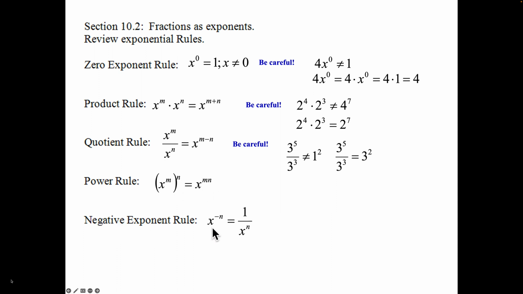Remember your negative exponent rule, x to the negative n. So if I start on the top, it goes to the bottom with a positive exponent. If it starts on the bottom, we move it to the top with a positive exponent. And if it's a fraction raised to a negative power, then you flip the fraction and you can change the power to positive.